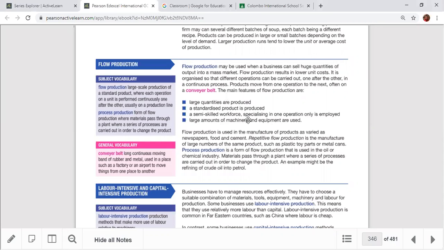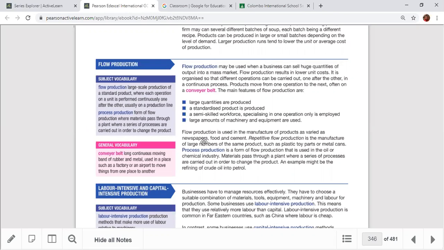Standardized product is produced. Semi-skilled workforce. They are only... the machine operation skill is important, and specializing in only one operation is employed. A large amount of machinery and equipment are used. So that is the main advantage of flow production.